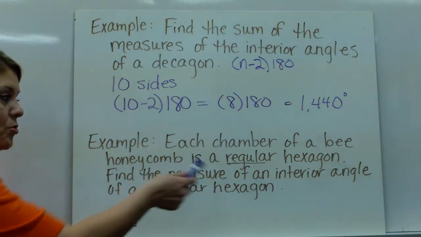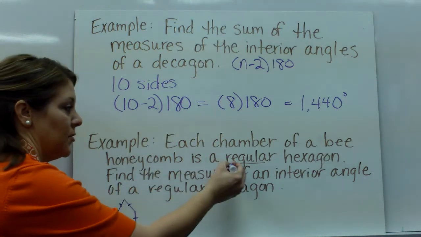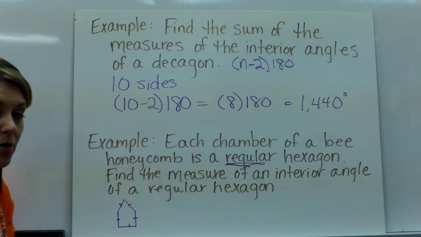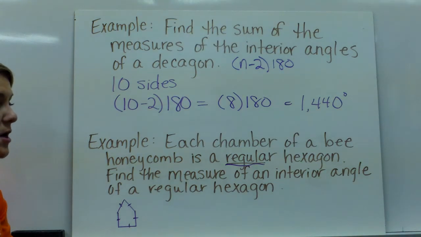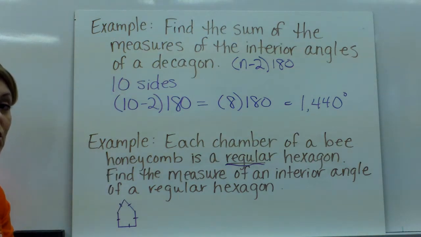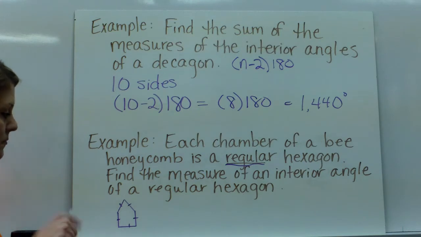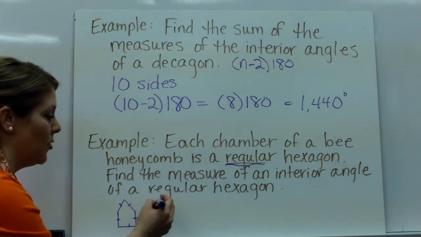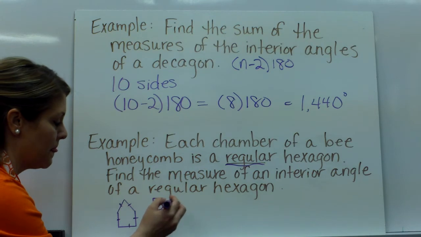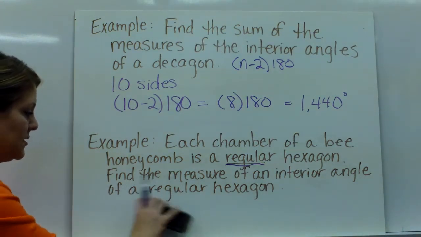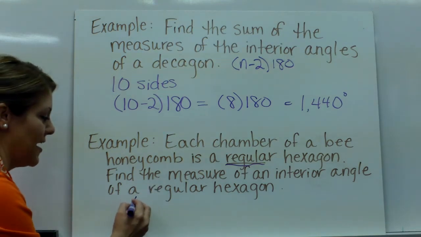Since we were told that it's regular, we know this hexagon is going to be equilateral, all the sides will be the same measure, and it's also going to be equiangular, which means all the angles inside that hexagon are going to be the same measurement as well. Now, my picture does not suggest that because I'm not very good at drawing these. However, the first thing we need to know is that a hexagon has 6 sides.